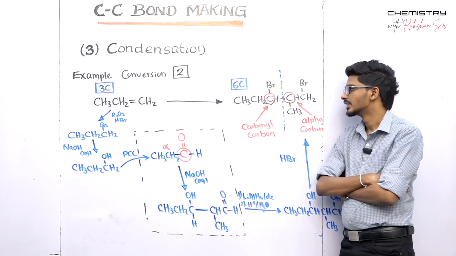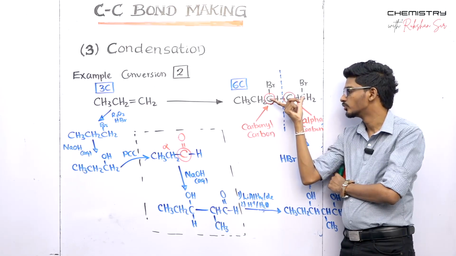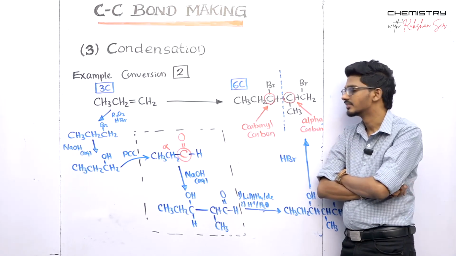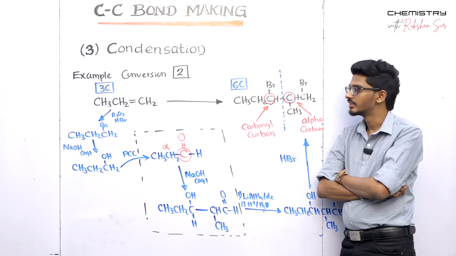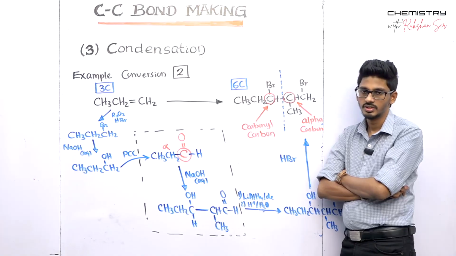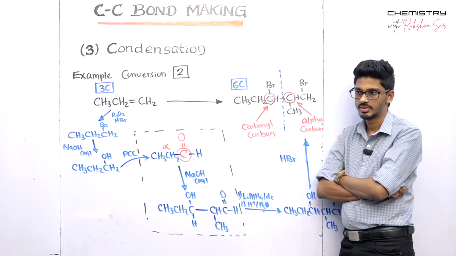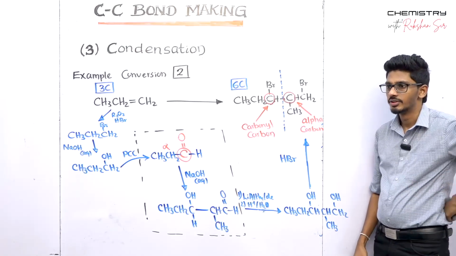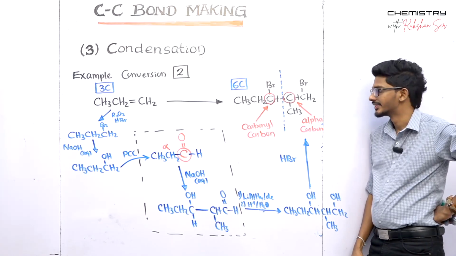The other hint is basically if you are with two functional carbons which are not adjacent to each other and which are at some distance, most probably it could be done through the condensation, right? So this is all about the condensation. You should know this. Now, you can have a screen capture here as well for this one. Then we can go to the next section.